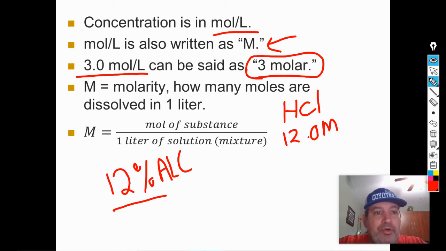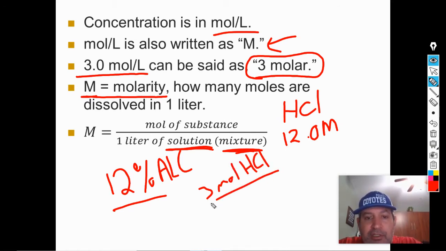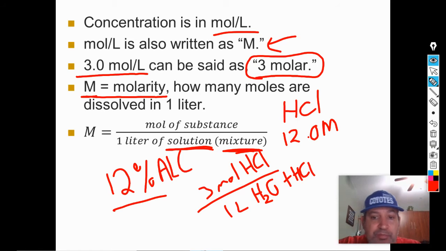Okay. So M is molarity. That's our concentration, and how many moles are dissolved in 1 liter of the whole solution, meaning the mixture that's there. So it's not 3 moles of HCl in 1 liter of water. It's 3 moles of HCl in 1 liter of water plus HCl. So both those volumes are included in the 1 liter.